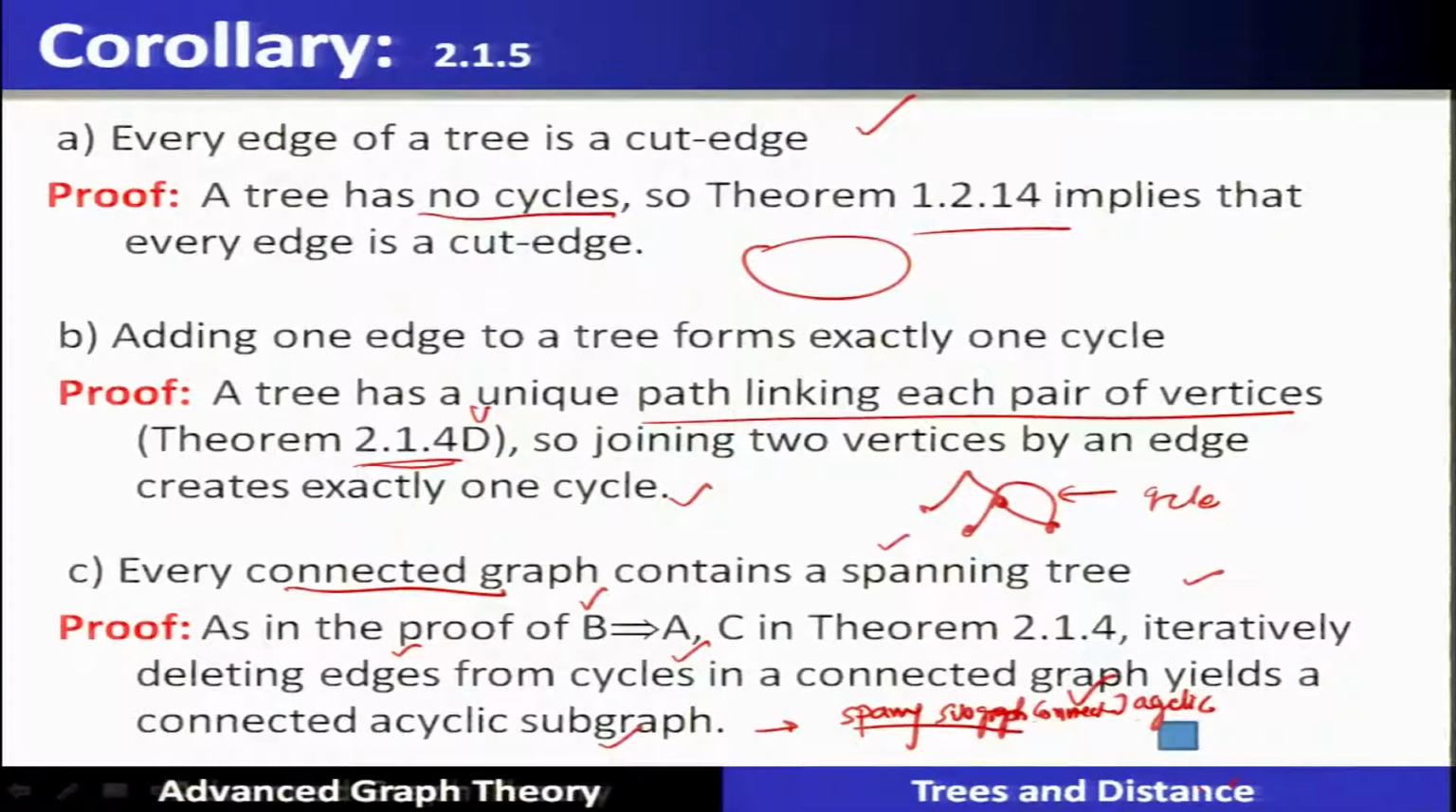So that means when we delete edges from the cycle to make the graph acyclic, we are not deleting the vertices, so it is a spanning subgraph. The spanning subgraph which is connected and acyclic, which we obtain, is nothing but a tree.